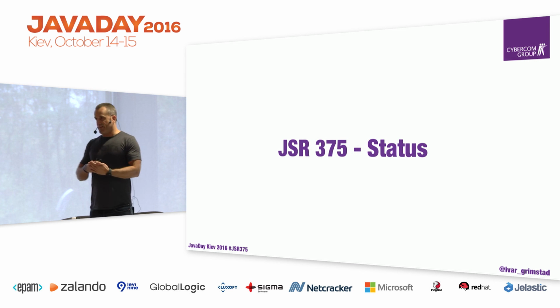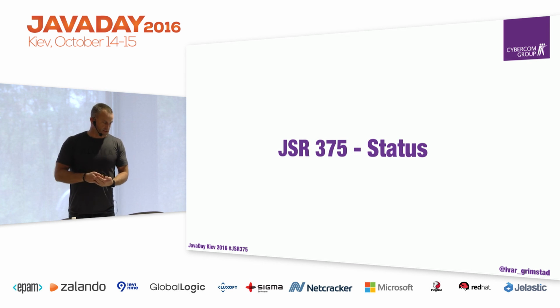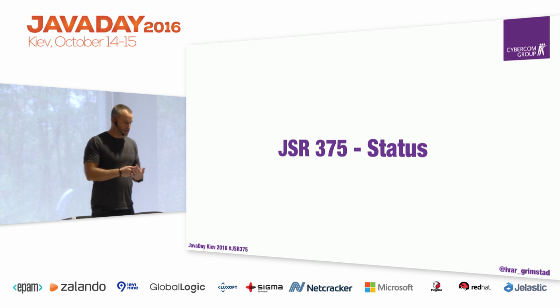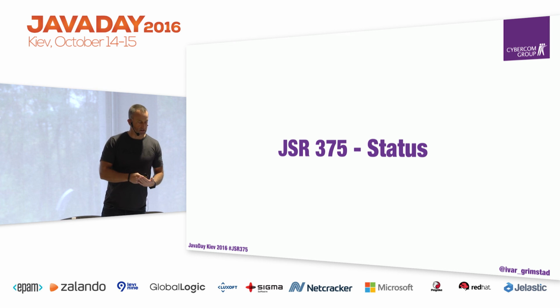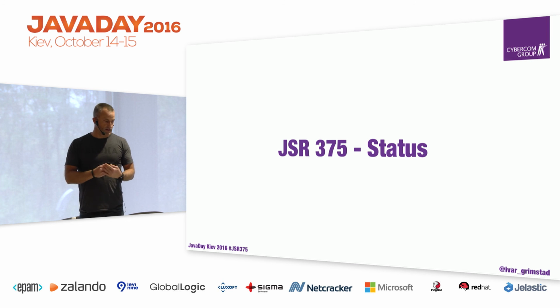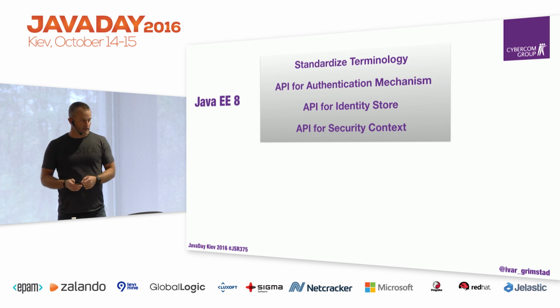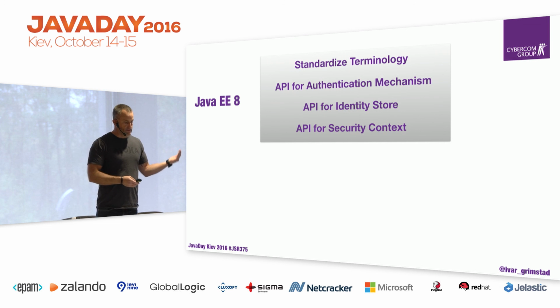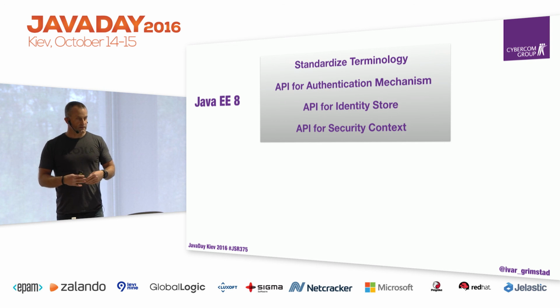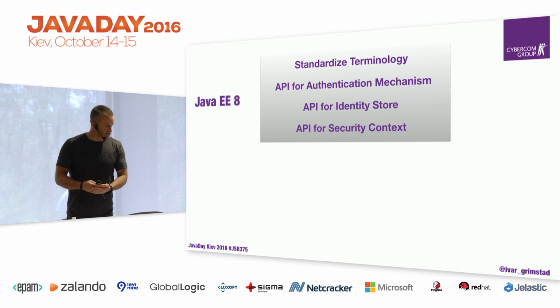So that was a bit of future thinking, abstract. Now let's go into more concrete things and what we actually have done today, and look at the status of what's been done in JSR 375. And that brings us back to these four items that are meant for Java EE 8.